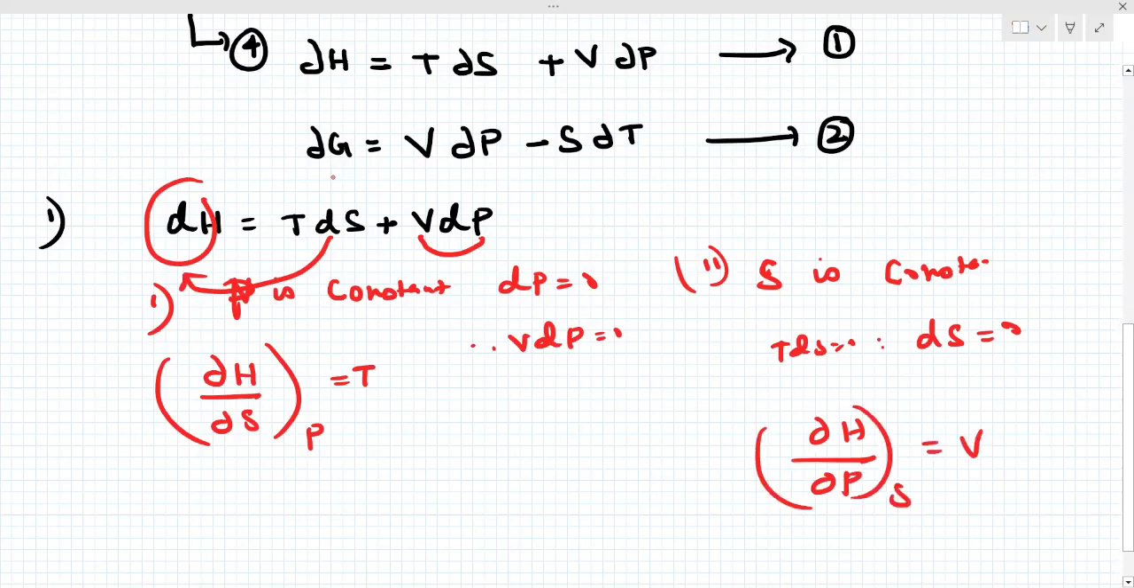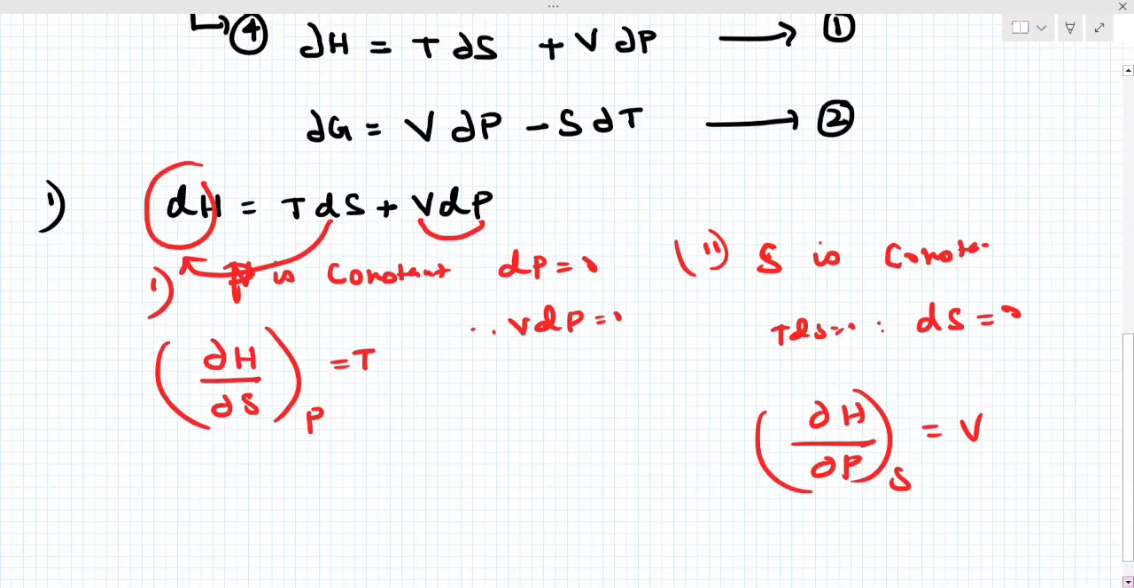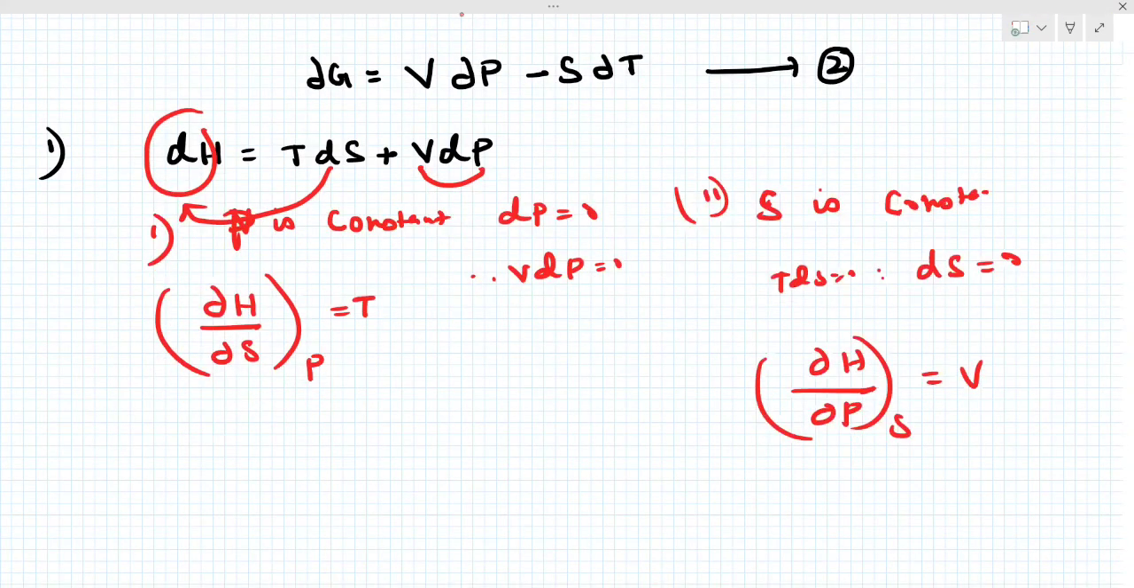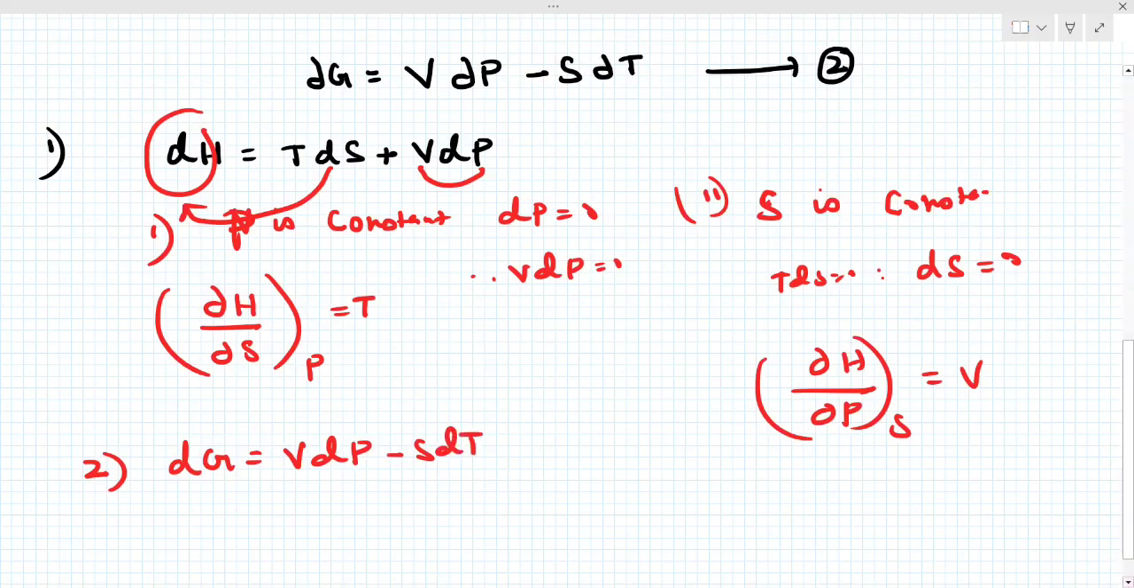Okay, this equation. Go to the second equation. We're going to write it this way. What is the second equation? dG = VdP - SdT. Now put the first condition.